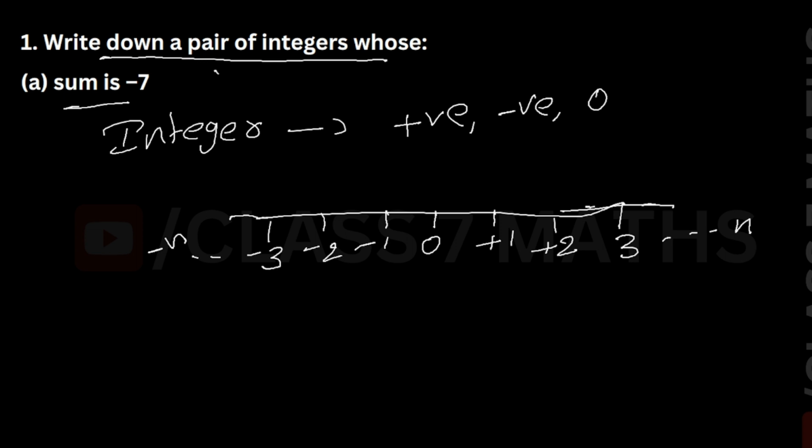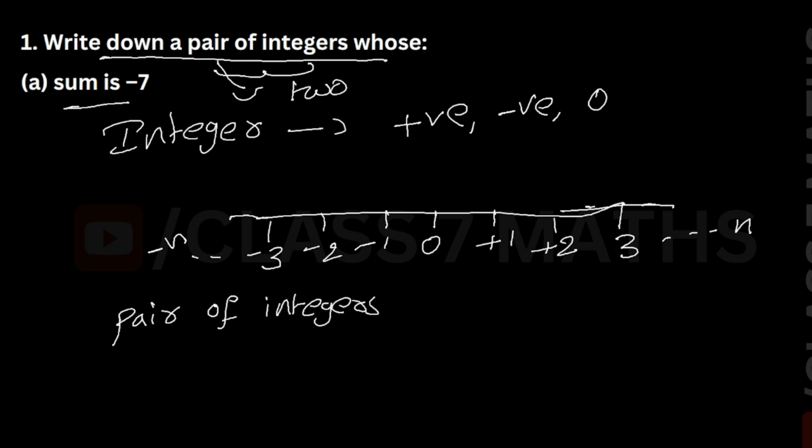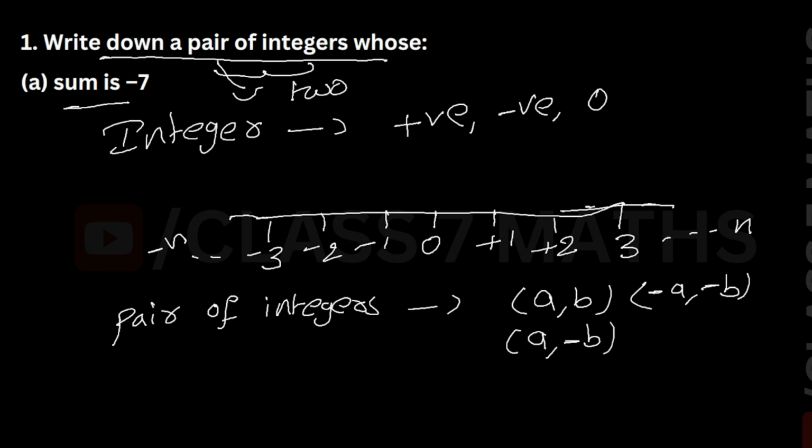In the question they have asked for a pair of integers. What is a pair of integers? Pair means 2, so a pair of integers means we need to take 2 integers. Those 2 integers can be a combination of anything. They can both be positive, a comma b. Both can be negative, minus a, minus b. Or one positive and the other negative, so we can write a comma minus b, or minus a comma b.